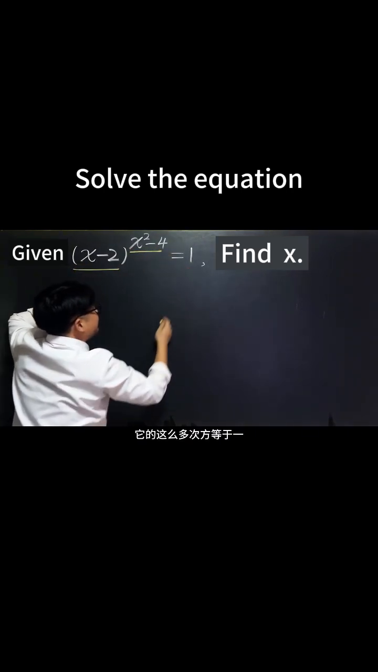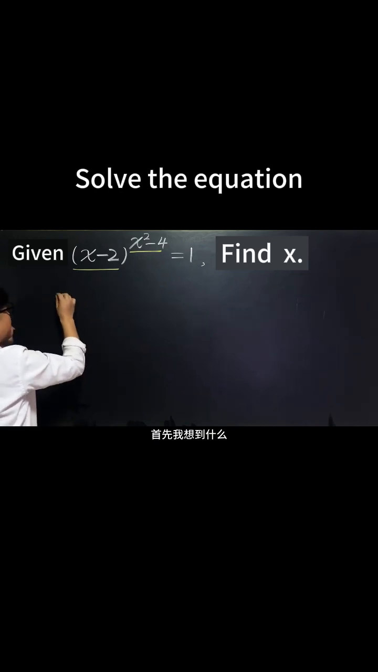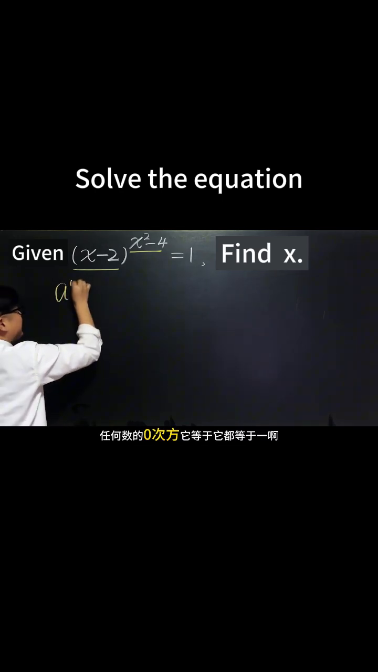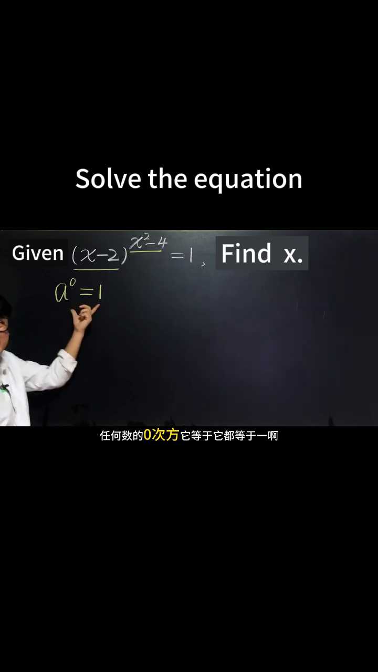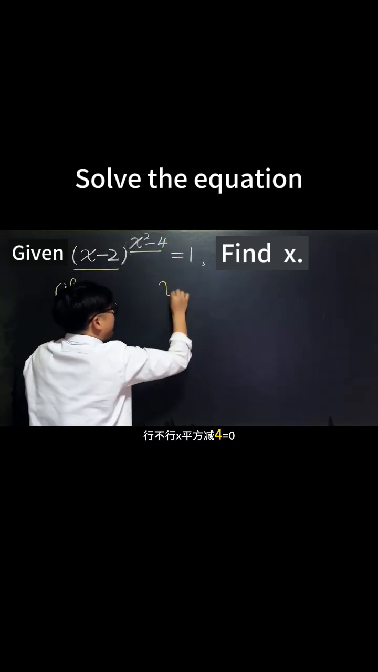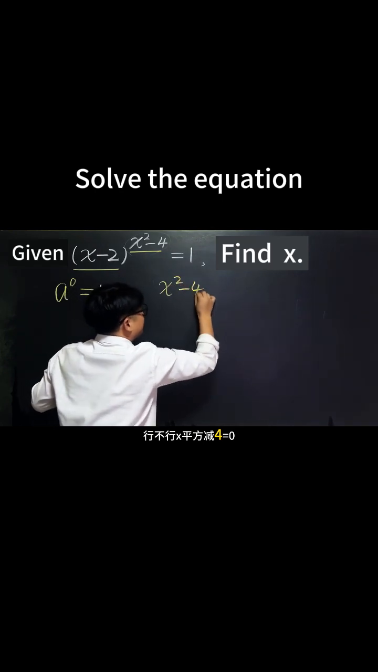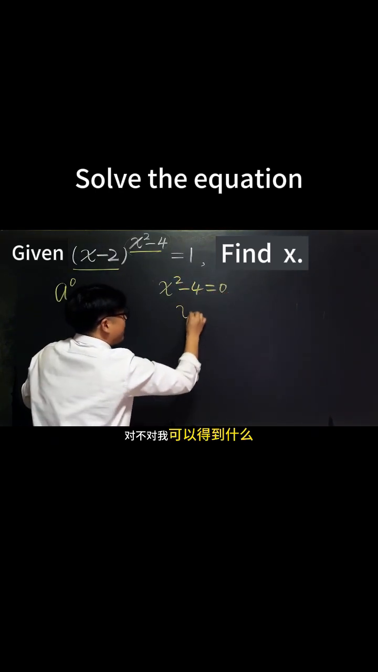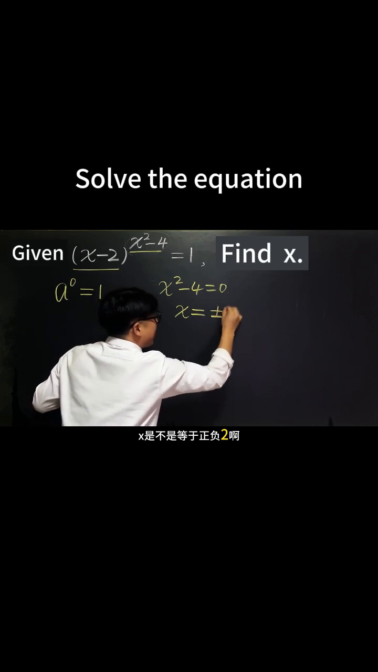When I see something raised to a power equals 1, the first thing that comes to mind is any number to the power of 0 equals 1, right? So can I just set the exponent to 0? That is x squared minus 4 equals 0, right? So what do I get? Does that mean x equals plus or minus 2?